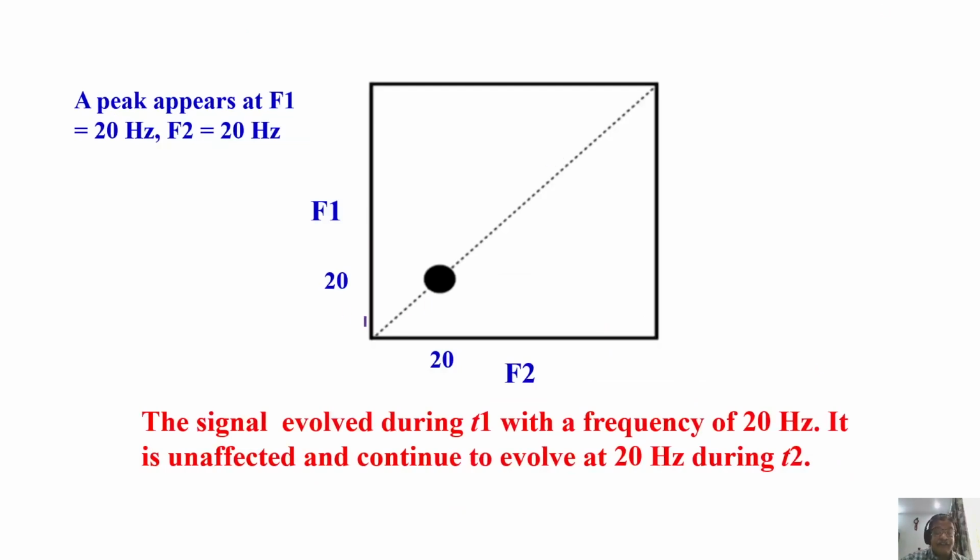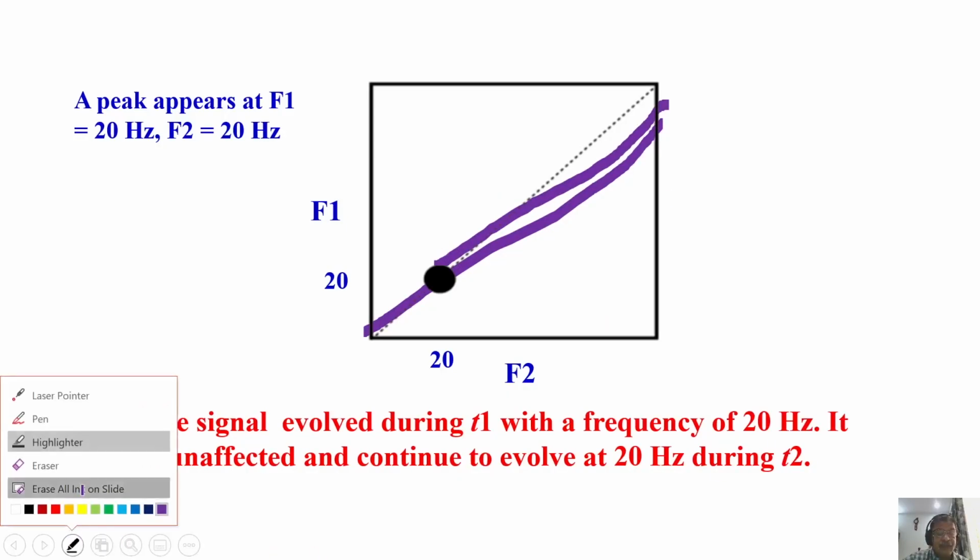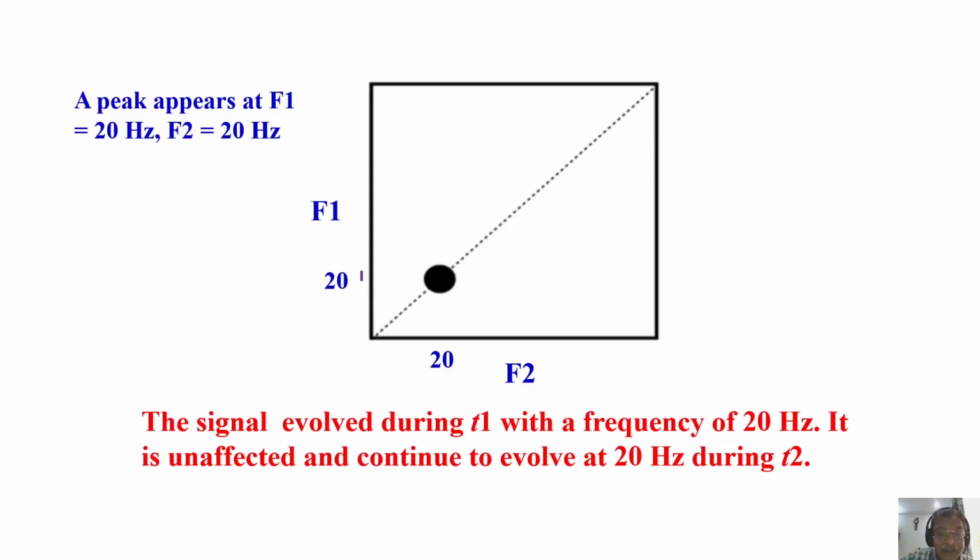Remember, now the peak is on the diagonal. Okay, on the diagonal now. What do you understand from this? There was a peak which was precessing at 20 hertz in the F1 dimension, and its frequency is unaffected and it has not given magnetization to any other spin. So it continues to remain at 20 hertz precession frequency even in the F2 dimension.